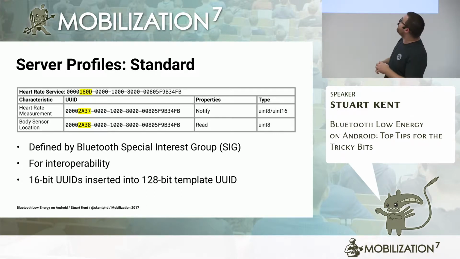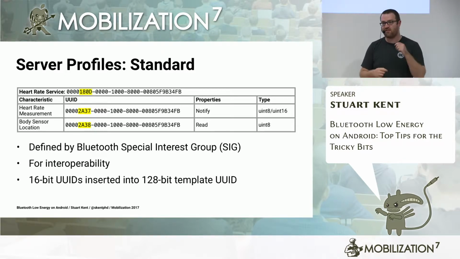So you can also see there's a couple of other things that we need to know that are expressed here in this profile. One of those is what we can actually do with these characteristics. So we can subscribe to updates from the heart rate measurement characteristic, and that's like receiving push notifications from your server. And then we can also read where on the body the sensor is located, whether it's on your wrist or around your chest.